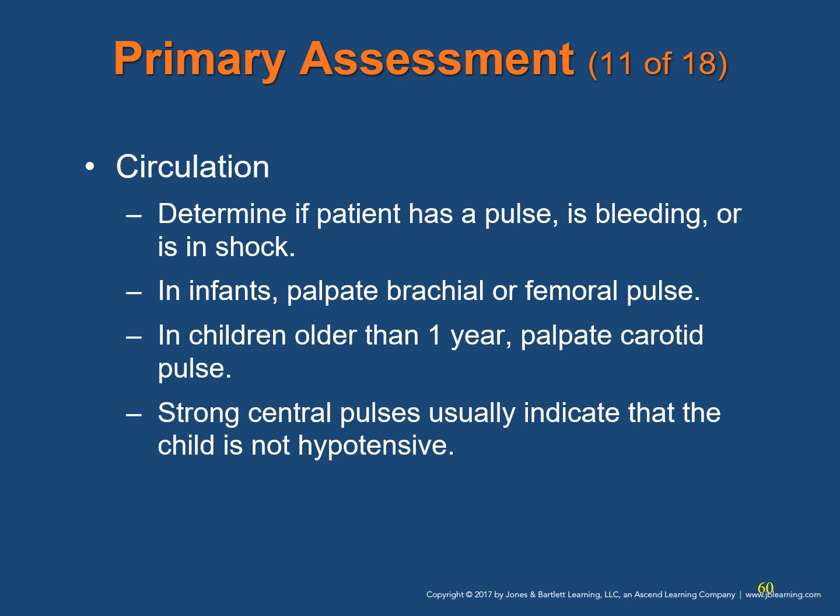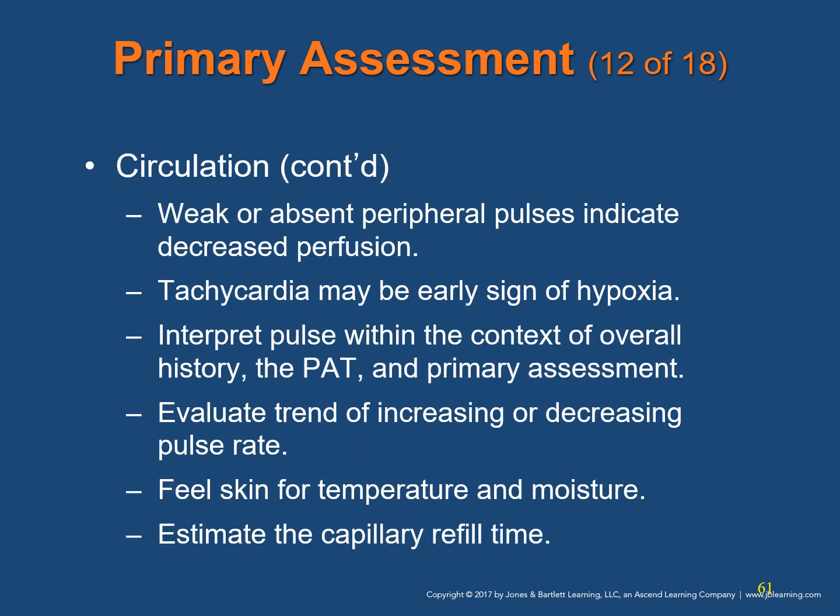Circulation. You must determine if the patient has a pulse, is bleeding, or is in shock. Infants and children can tolerate only small amounts of blood loss before circulatory compromise occurs. In infants, palpate the brachial pulse or femoral pulse. In children older than 1 year, palpate the carotid pulse. Strong central pulses usually indicate that the child is not hypotensive. Weak or absent peripheral pulses indicate decreased perfusion. Absence of central pulses indicates the need for CPR.